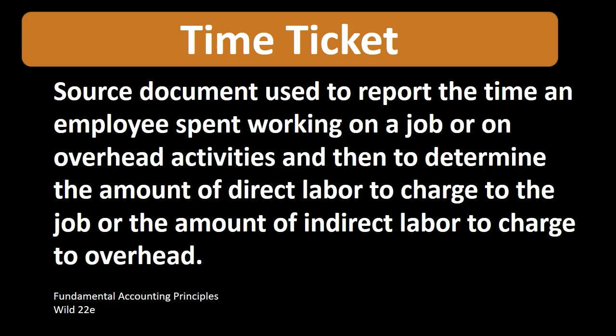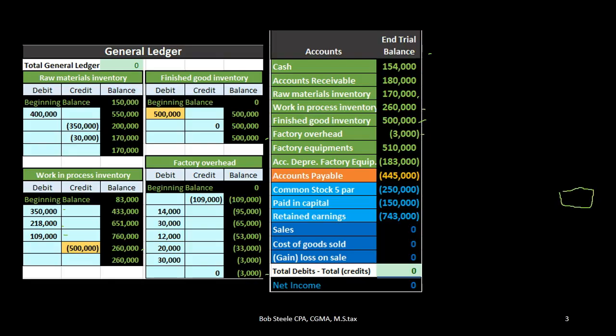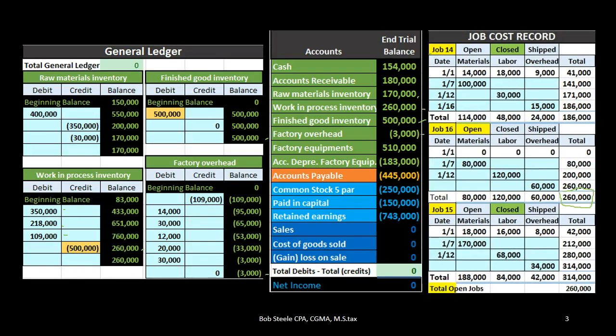The time ticket will be a tool used to track the time and thereby tracking the costs so that we can apply them to a particular job. The job cost system looking something like this. We have the trial balance here. We have multiple inventory accounts, the inventory accounts being broken down into components of inventory, including the raw materials inventory, work in process inventory, finished goods inventory, factory overhead inventory.